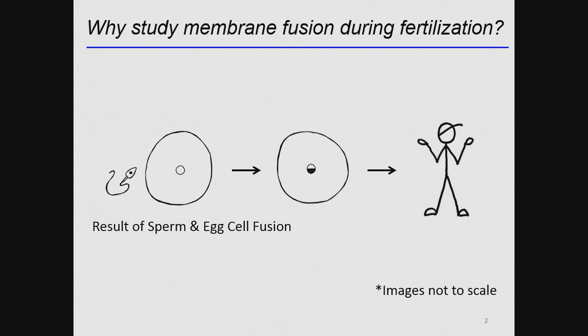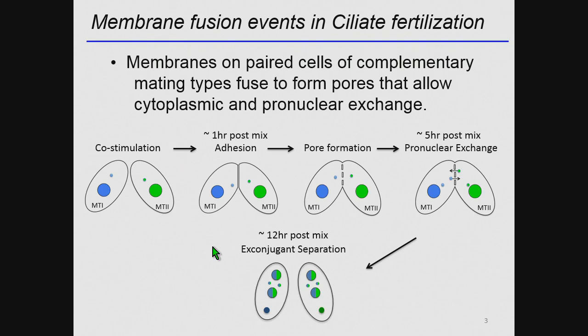So in order to study these types of events, you need a good model system that allows access to a lot of gamete material. And we work with the Ciliate Tetrahymena thermophila, which, although it doesn't form true gametes, can be sexually differentiated and easily genetically manipulated and mated in mass cultures.